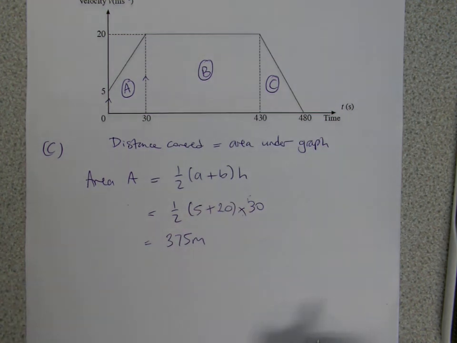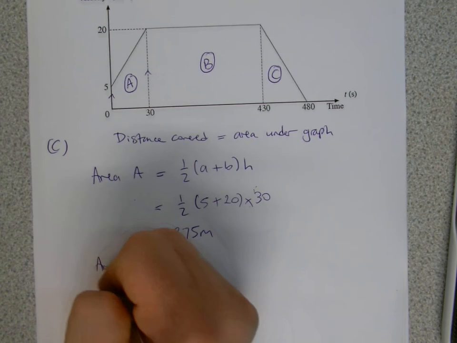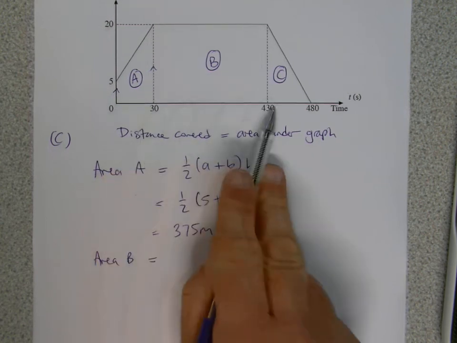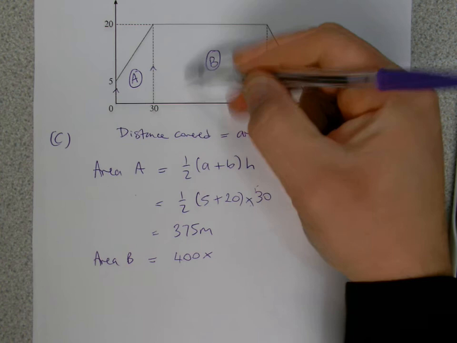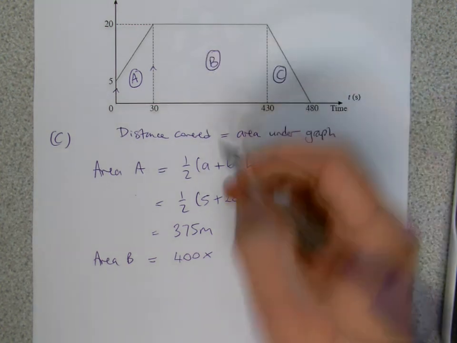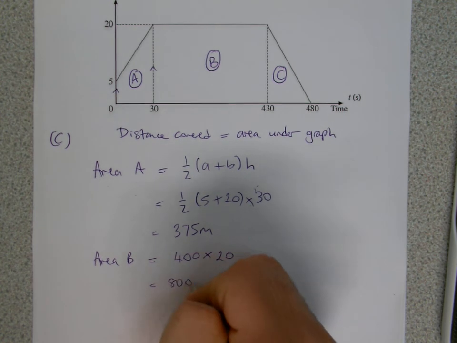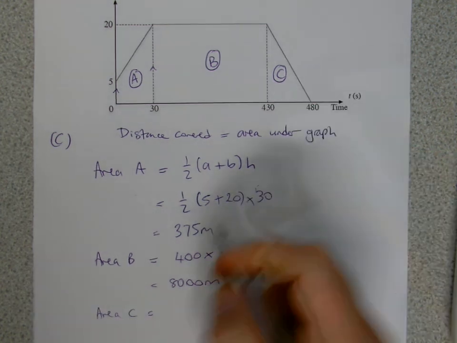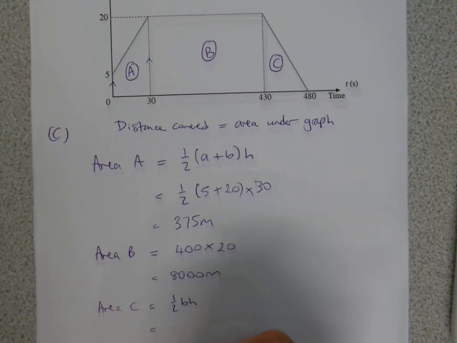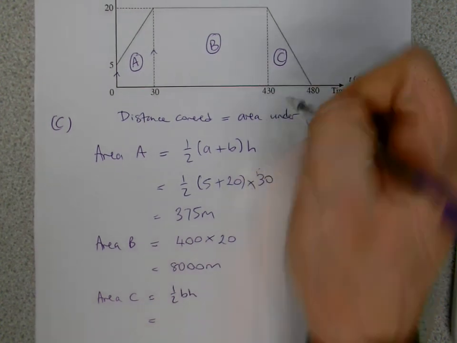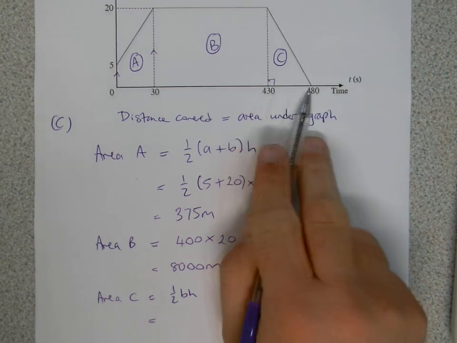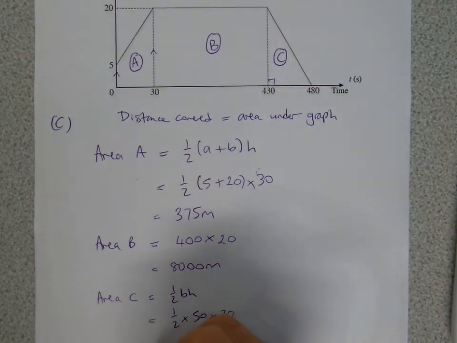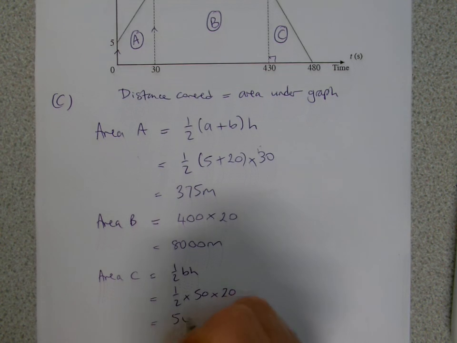So the area gives us the distance travelled. That's the hard bit. Area B is just a rectangle. The length there, if you think about it, 30 to 430 is 400, times the width here, which is 20. So that would be 8,000 metres. Then area C is a triangle, so the triangle formula, don't forget, is half base times height. The base in this case, we know that's right-angled, could be 50, so half times 50, and we know that height there to be 20. If you work that out, you get 500 metres.